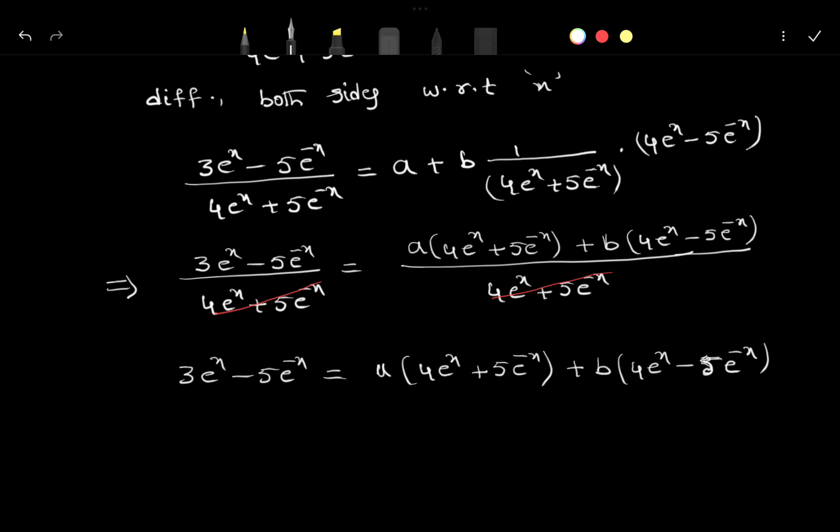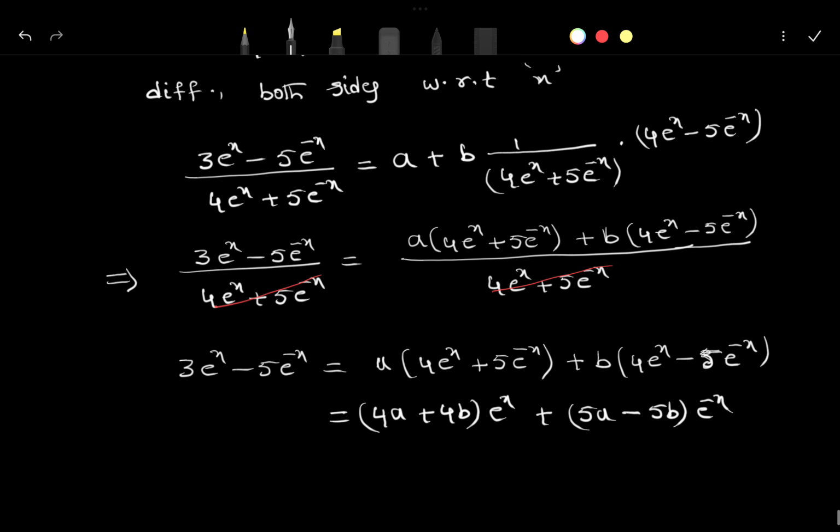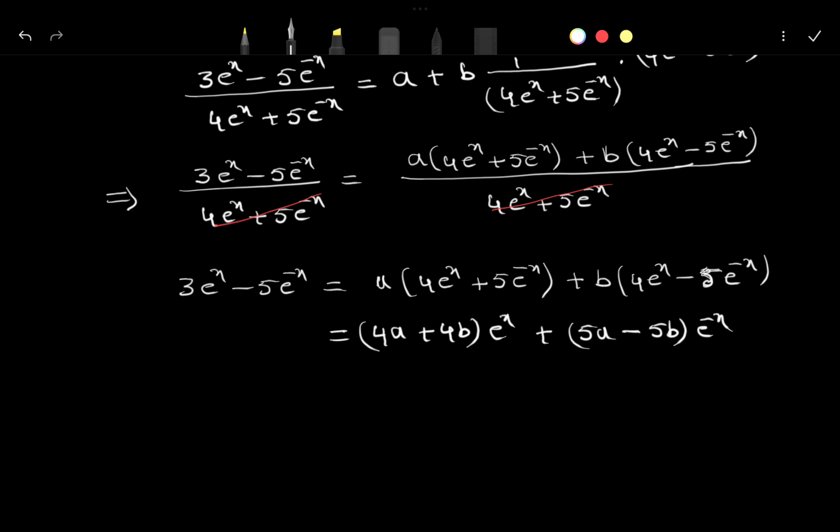Look at this one. On the left hand side we have two terms, e^x and e^(-x). So on the right side also you take e^x as common and e^(-x) as common. (4a + 4b) into e^x, and the next one is (5a - 5b) into e^(-x). So now equating the terms on both sides.